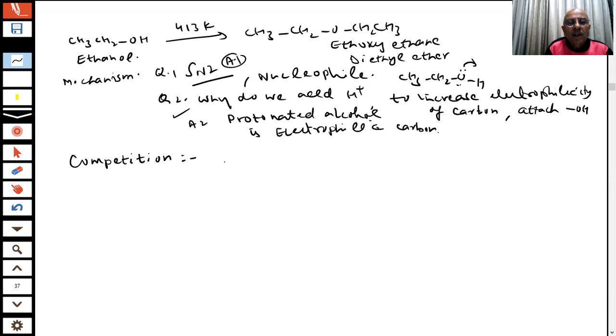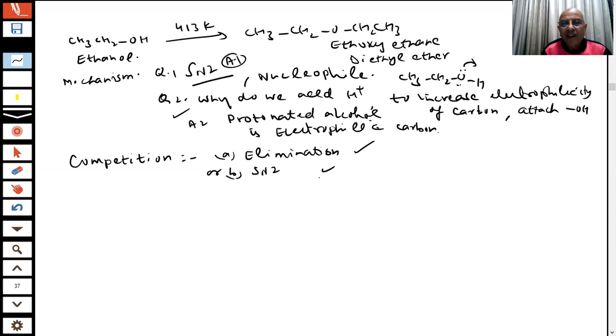There are two things: either elimination or SN2 reaction. Now, which will be there? Which will dominate, this or this? It depends on what type of alcohol I am using.